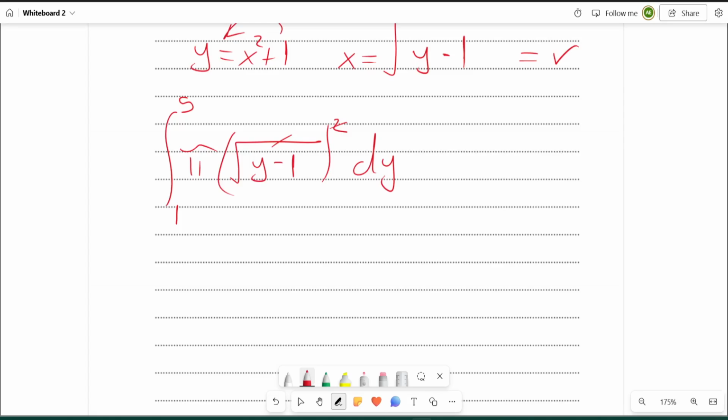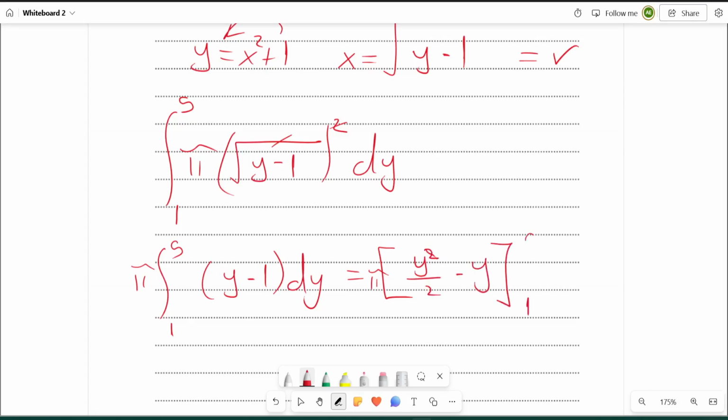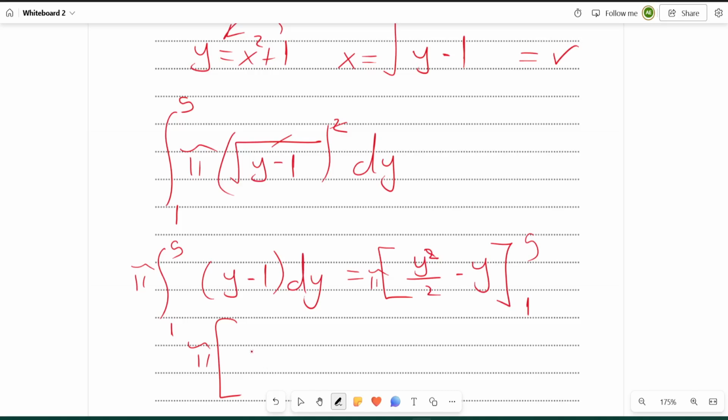So this is going to cancel. I'm going to have 1, 5. Let's put the pi outside of y minus 1 dy. This is very easy. Let's integrate. So this is going to be pi y squared over 2 minus y from 1 to 5. This is going to be pi, big bracket, substitute the upper bound, so 5 squared over 2 minus 5, and then substitute the lower bound, 1 squared over 2 minus 1.